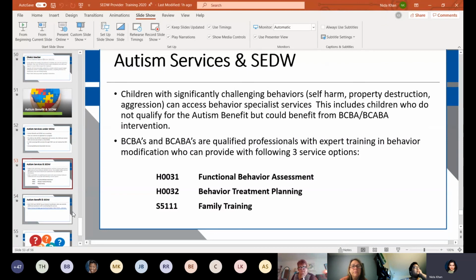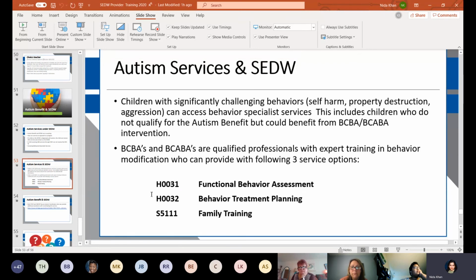And if you need more information on how to do that, for Easter Seals, please talk to Cassandra, and for OFS, please talk to Katie or Debbie. And for autism services, children with significantly challenging behaviors, self-harm, property destruction, aggression, can access a behavior specialist, which is a BCBA or a BCaBA. They're both qualified professionals with expert training in behavior modification.